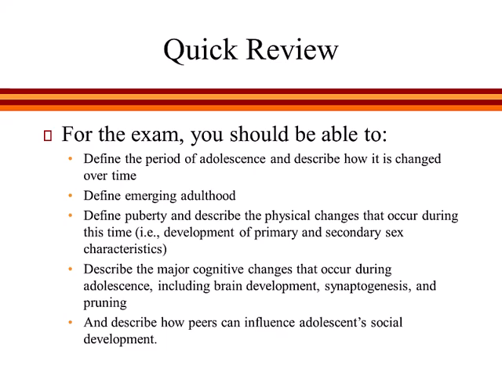For the exam, you should be able to define the period of adolescence and describe how it has changed over time, define emerging adulthood, define puberty, and describe the physical changes that occur during this time, that is, the development of primary and secondary sex characteristics, describe the major cognitive changes that occur during adolescence, including brain development, synaptogenesis, and pruning, and describe how peers can influence adolescents' social development.